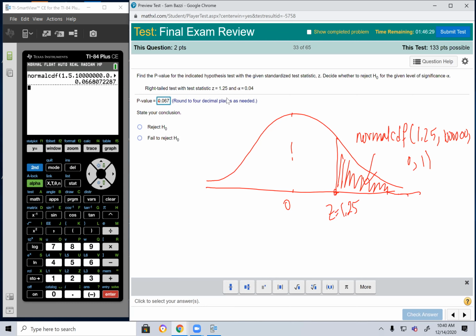All right. Do we reject HO or fail to reject HO? Well, the p-value is bigger than 4%. Alpha is 0.05, so we fail to reject HO.